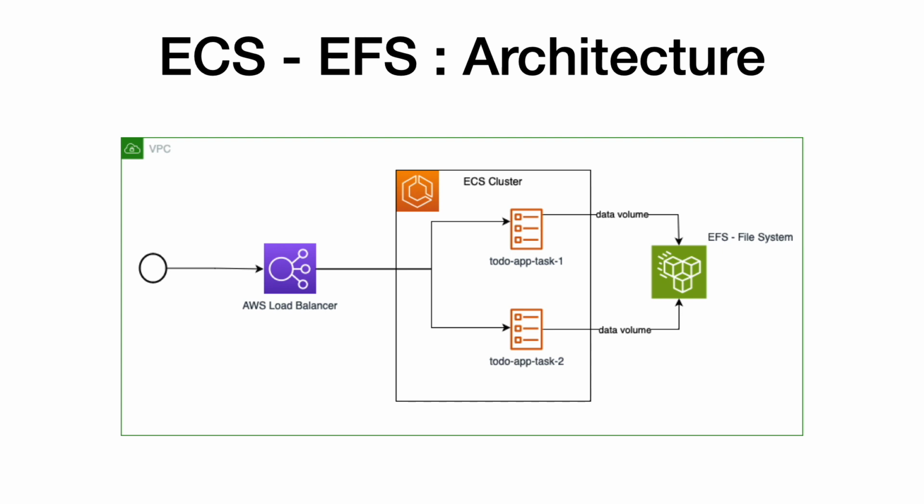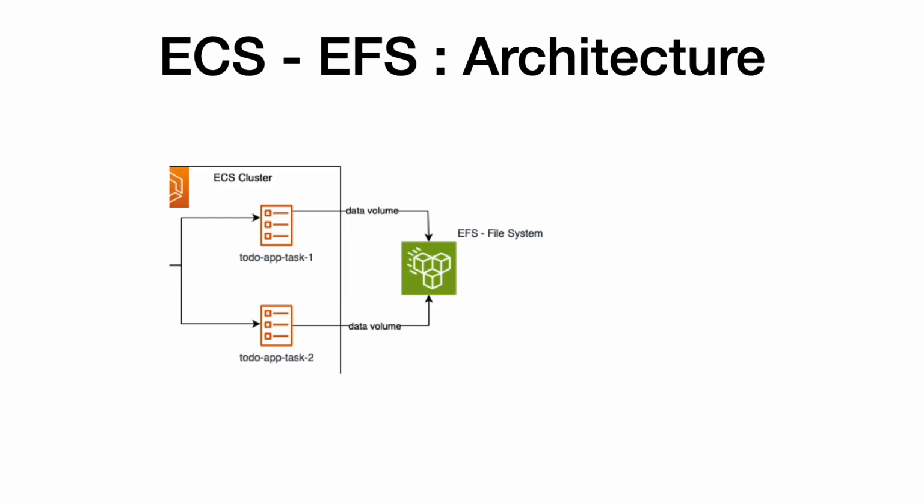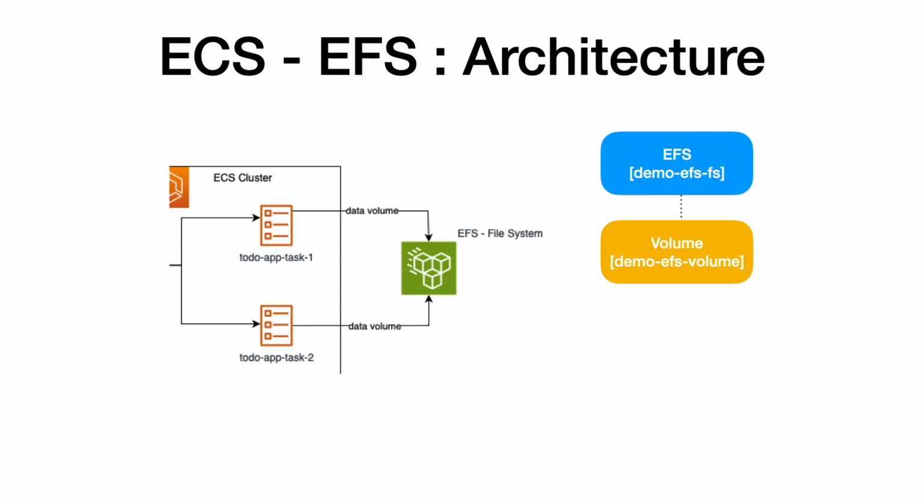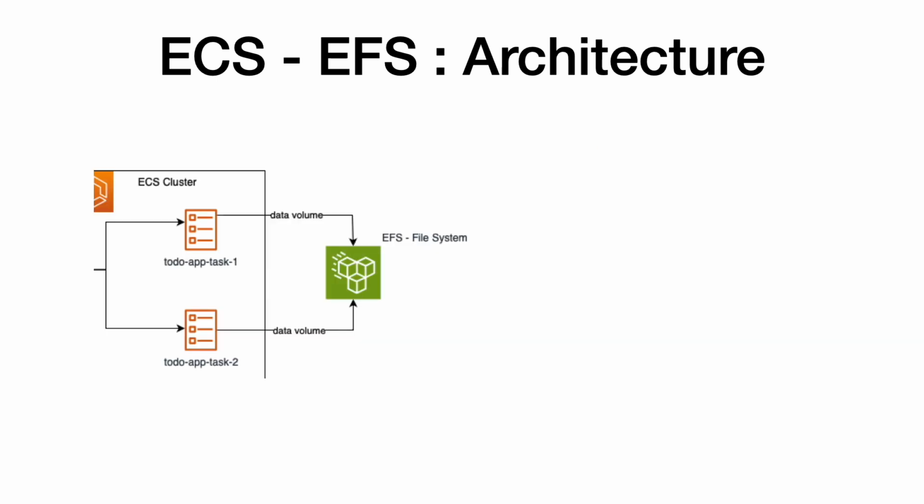For our containers to use EFS as the volume, we will first create the EFS file system. We will create an ECS volume, referencing the already created EFS file system. At last, we will be creating a mount point to mount the volume to our to-do app container. Also, we need to establish communication from ECS task to EFS.